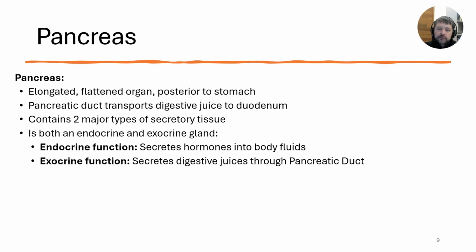Okay, so there's a couple types of glands. You have endocrine glands and exocrine glands. Okay, the endocrine gland is going to secrete hormone into the body fluids. Okay, and the exocrine gland is going to secrete digestive juices into the pancreatic duct. So one goes into blood, the other one goes into the intestine.